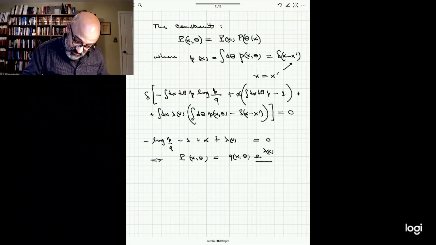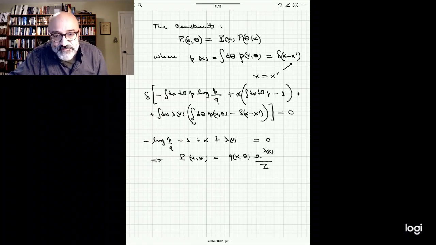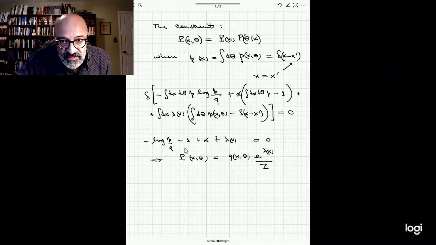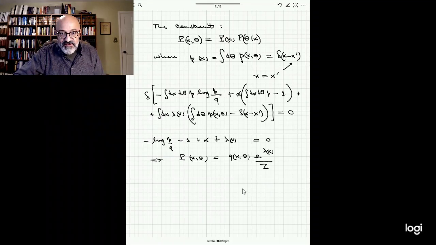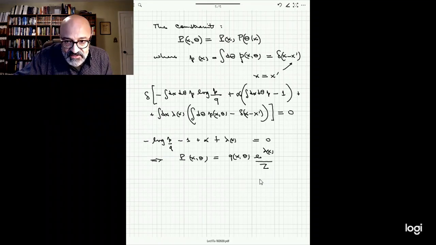And we call that Z, e to the 1 plus alpha. So this is what updating according to maximum entropy is going to look like when you have a prior Q and you have a constraint at every point x. So now we're done. What we now have to figure out is what is Z, what is that Lagrange multiplier alpha, and what is lambda, what are those Lagrange multipliers that go with the data constraints.